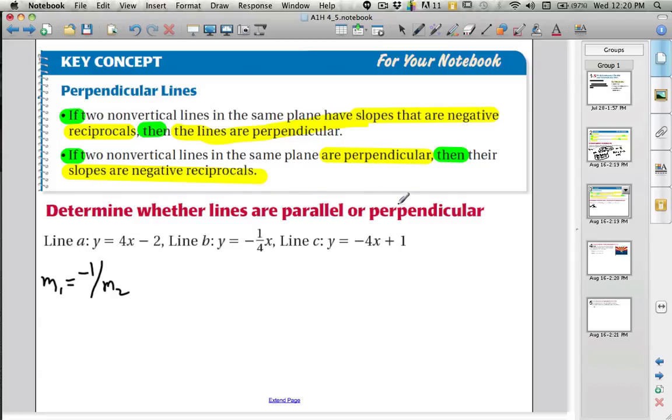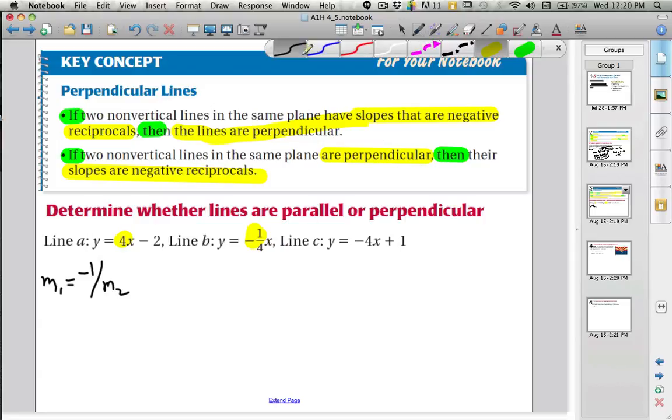So now we want to determine, are my slopes parallel or are they perpendicular? Well, let's take a look at our slopes. In this case, I have 3 different slopes. Is line A parallel to line B?